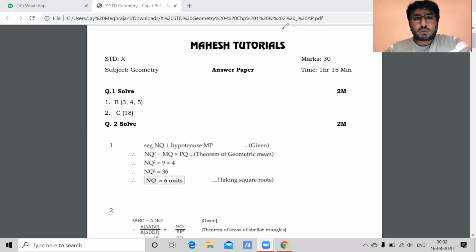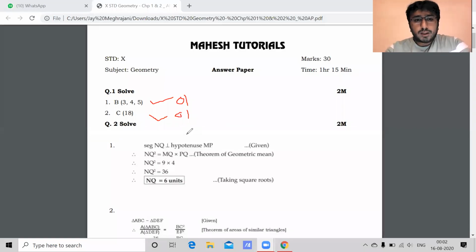Students, the first question number 1 was choose the correct alternatives. The answer for the first one, that is Pythagorean triplet, is B, 3, 4, 5. If you have written this correctly, you will be getting 1 mark. Second one, the option is C, and that is 18. If you have written this correct, you will be getting another 1 mark. Okay. We move on to question number 2.